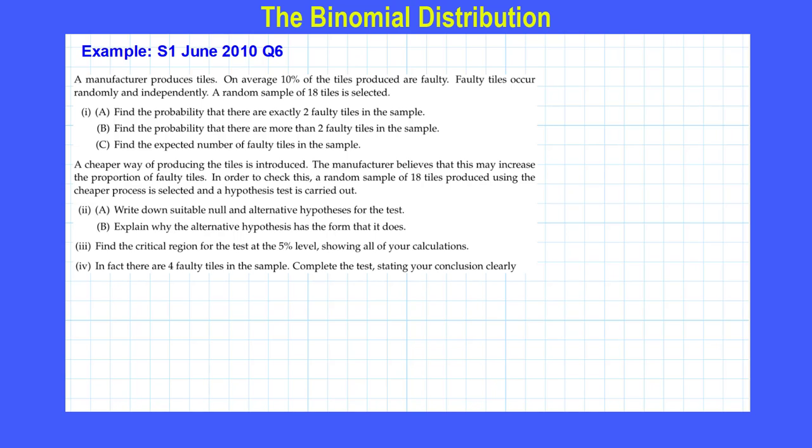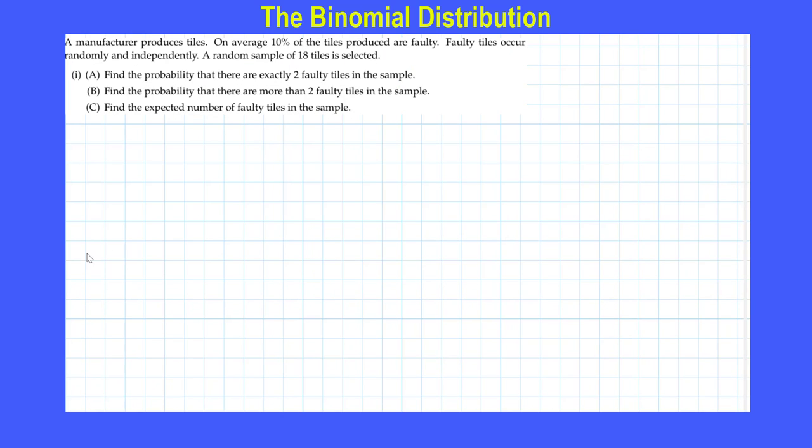So this is a typical past paper question. There are often lots of different parts to it, so this is quite a big one, and we have to do everything in this question. So we're going to split it up a little bit and look at the first part first. Here we're just going to use a straightforward binomial. On average, 10% of the tiles are faulty, so we know the probability of failure, and there's a sample of 18 tiles.